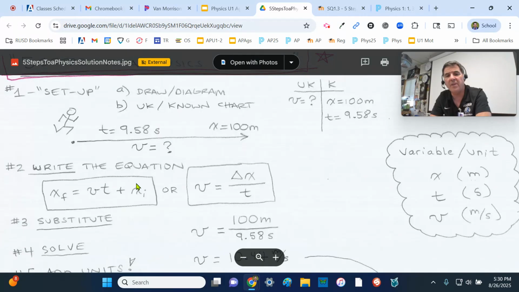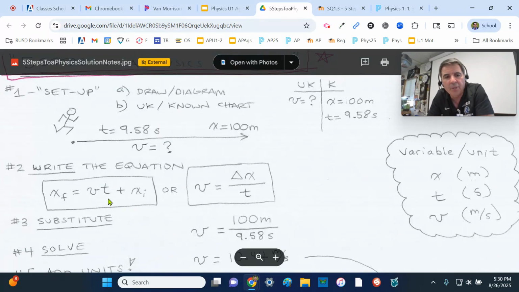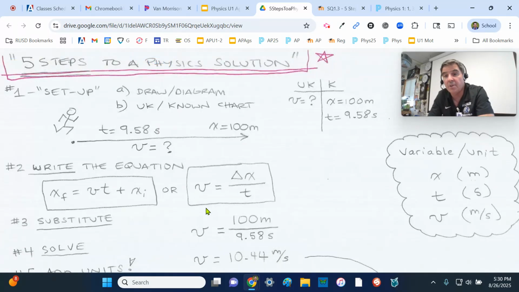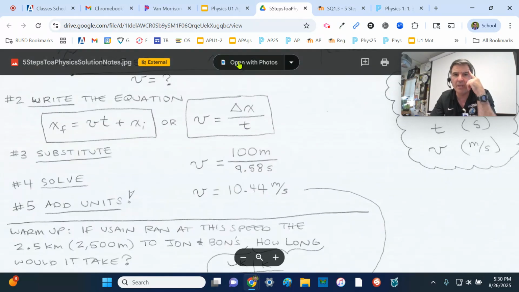Step number 2, I'm going to write the equation. I can make a choice. This one isn't already solved for v, but this one is. So I would rather use this equation because I'm solving for v. So I write the equation down. I don't substitute. I write the equation first, then I substitute. And when I substitute, I'm just substituting my numbers. This is my distance, 100 meters. My time is 9.58 seconds over there.